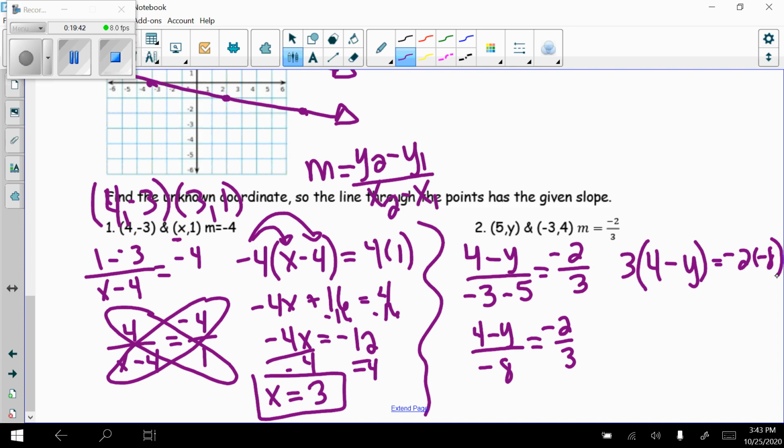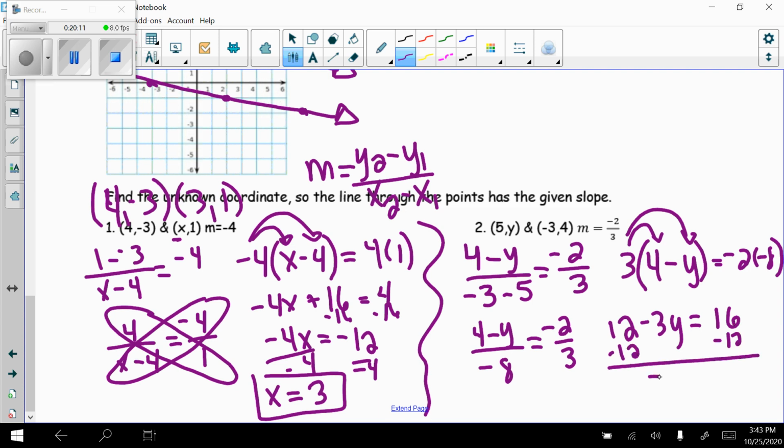Now we want to solve this equation for y. So our very first step, we want to distribute our 3. So 3 times 4 gets me 12. 3 times negative y is minus 3y, equals negative 2 times negative 8 turns to positive 16. Again, here our goal is to get the y by itself. So first thing I need to do is move that 12 to the other side. It's a positive 12, so we want to subtract 12 from both sides. So then I have negative 3y equals 16 minus 12, 4.